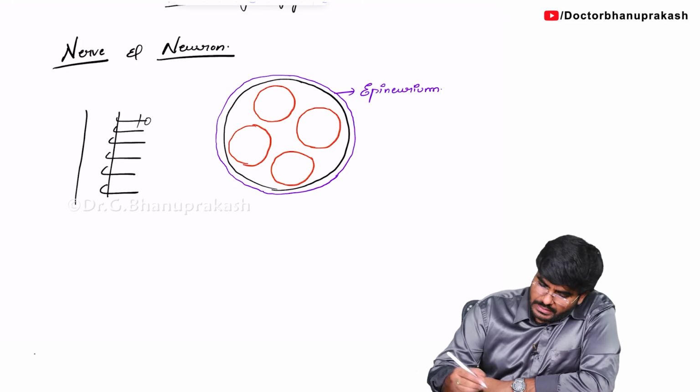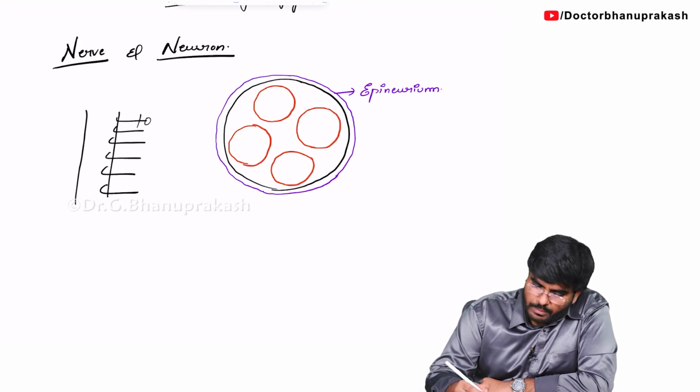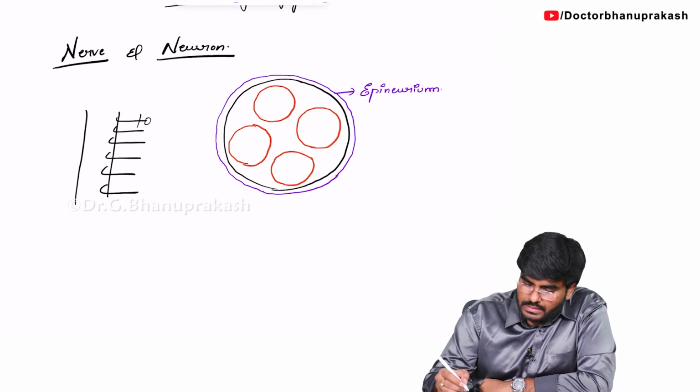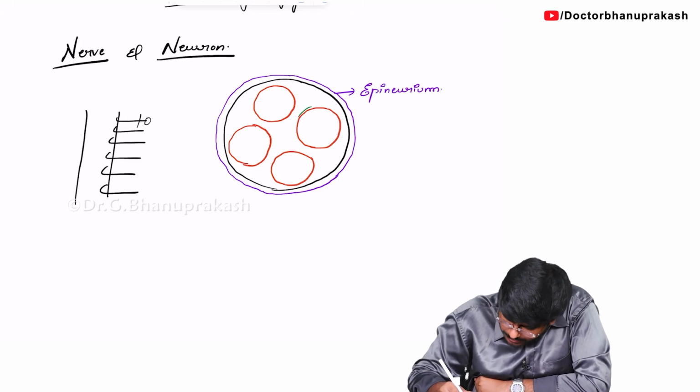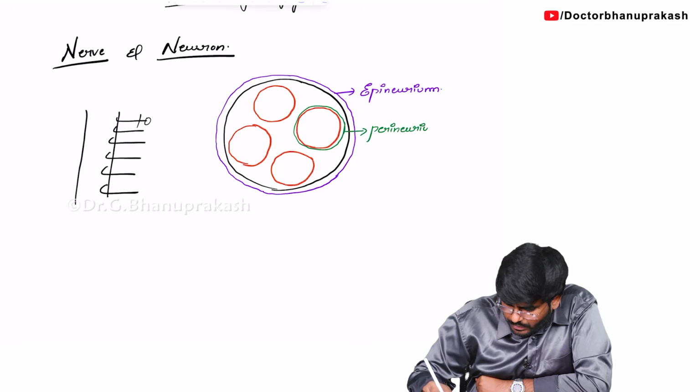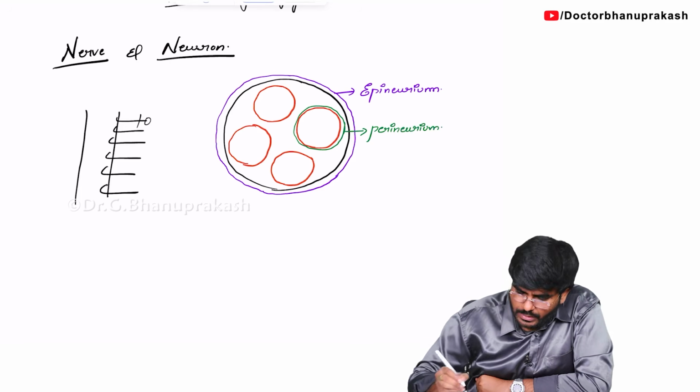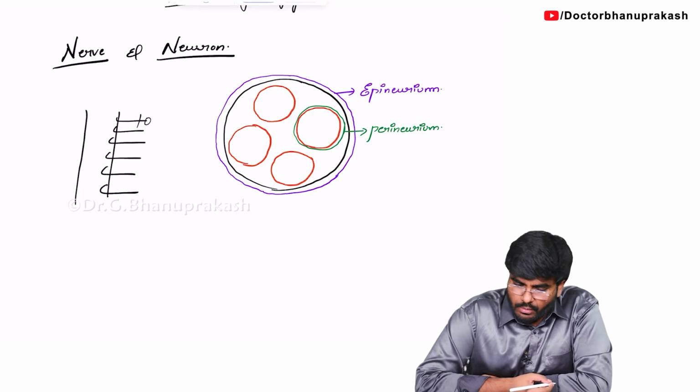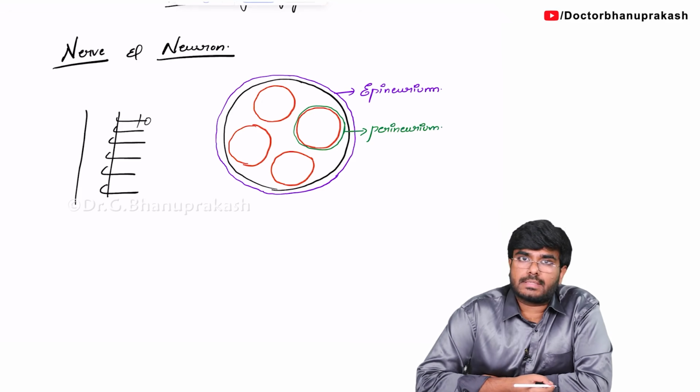Now these fascicles are also covered by one more layer. The fascicle is covered by one more connective tissue layer. This covering which I am showing here in green color is called the perineurium. Now, what exactly is present inside the fascicle?